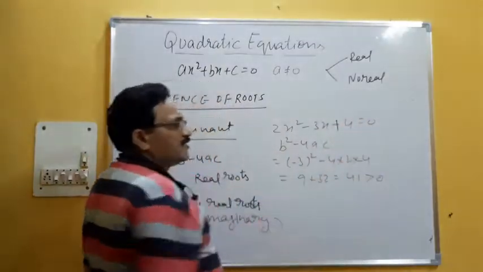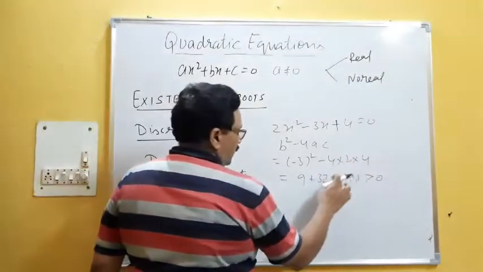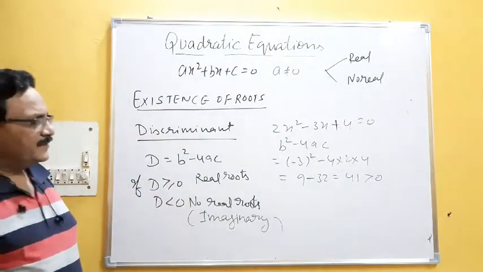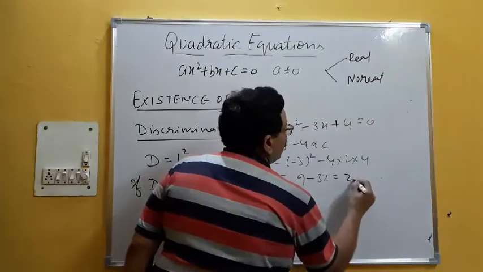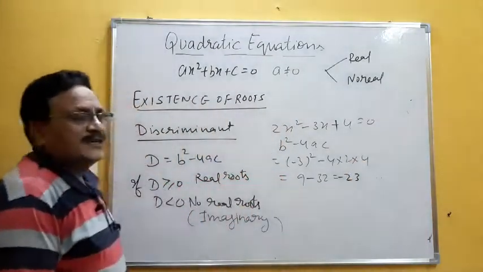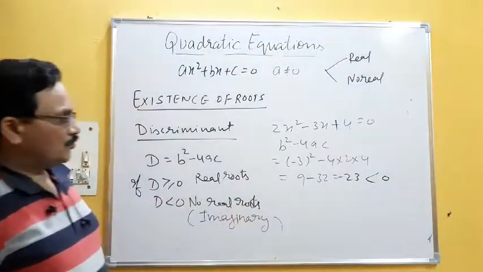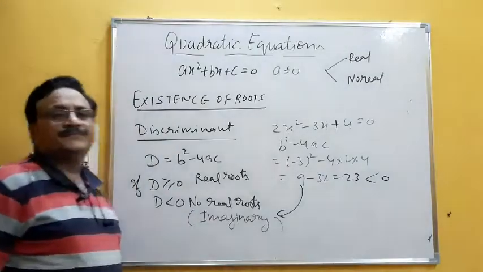I am changing this sign, plus 4. Calculate b square minus 4ac. So what you will get here? Minus 32. You can check. Minus 9 minus 32. And your answer will be here 23. It is less than 0 because a negative number is less than 0. So you will write here no real roots. This is the answer for that.